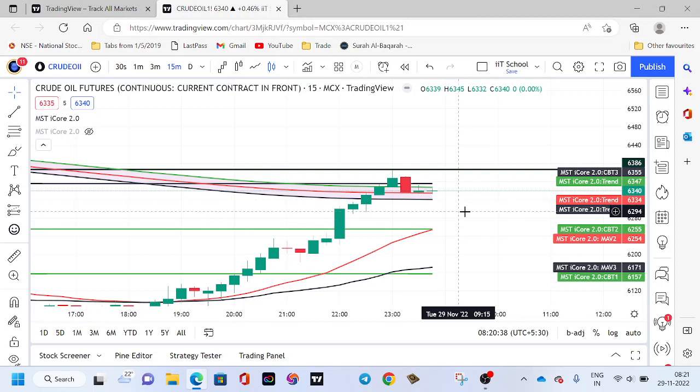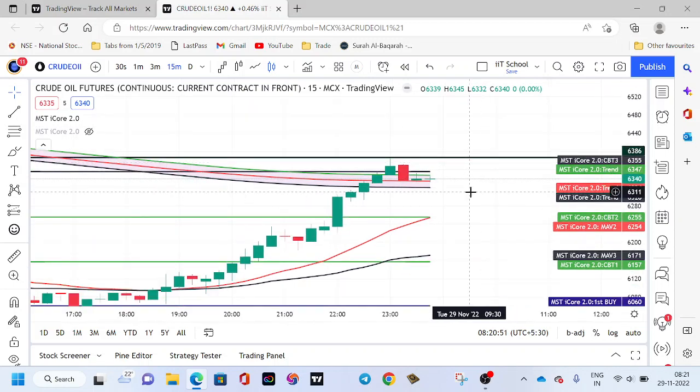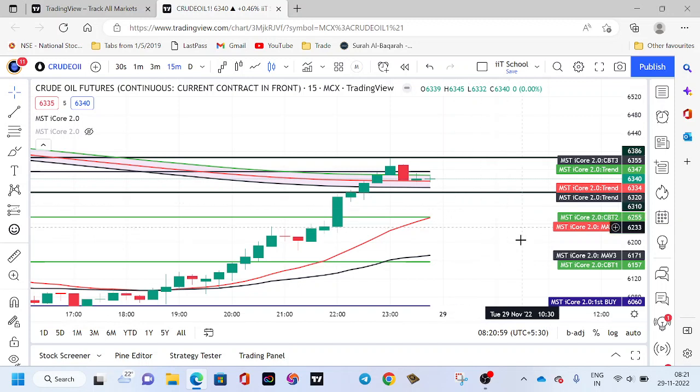If the market has closed below this level, what is the level? 6300, 6308. This one. Here I am marking this based on the close price, 6308. So now there is a range.